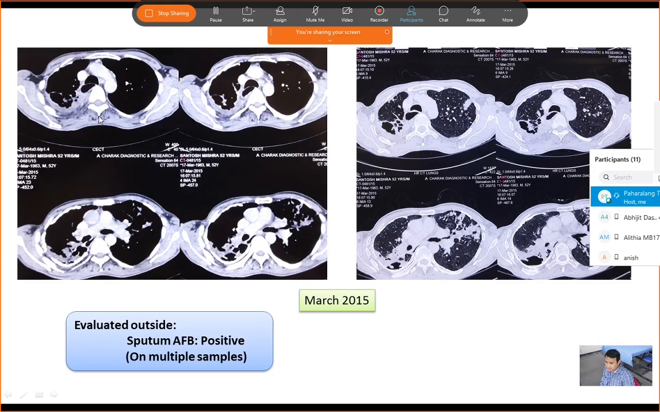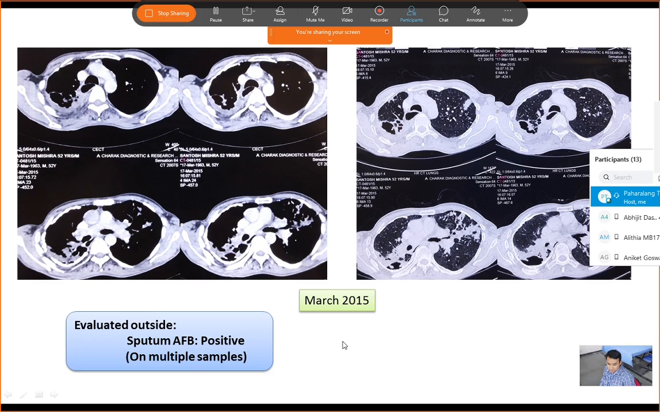So we got a CT scan done for this patient, and as you can see in the mediastinal window, we can see that definitely there's a shift of the trachea to the right side. And then we have extensive pleural thickening with possible cavitation here in the right middle lobe, and also a bit of consolidation here, which is seen easier in the lung window. We can see a thick wall cavity here with irregular borders, and also extensive consolidation in the left lingula. So he was evaluated outside, and outside the sputum was positive for AFB on multiple samples.